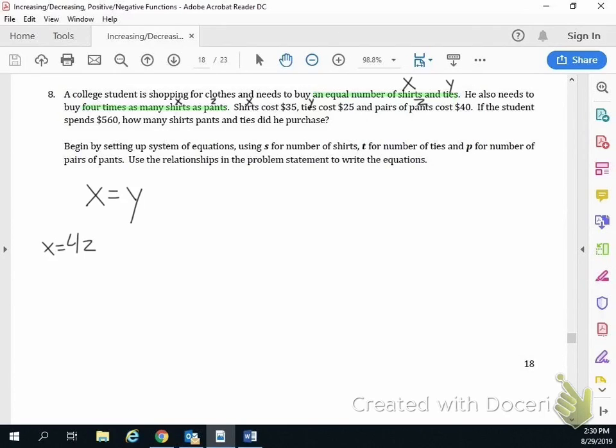This is that value equation. Last time I talked about how a lot of times you'll have the value equation or the number of equation. This is just that value equation. Alright? You got a shirt that's $35. You've got a tie that's $25. And you've got pants that are $40. And it tells us that he spent $560.